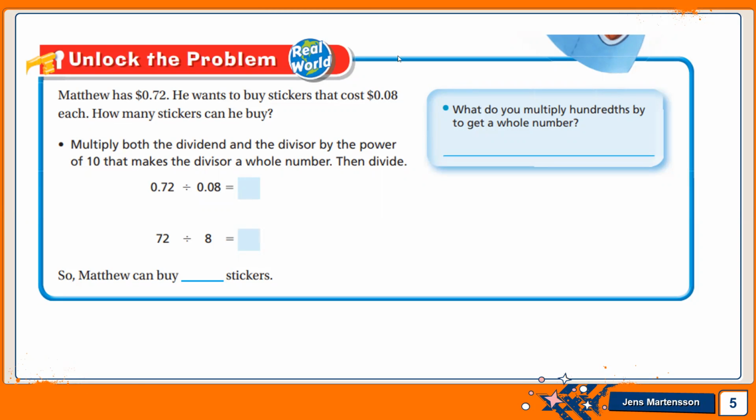Now, here what do we have? Here, Matthew has $0.72. He wants to buy stickers that cost $0.08 each. How many stickers can you buy? Now, as I told you, if you find the word each, that means you have to share the money you have on the cost of each sticker. So each means you have to share equally. That means you have to divide.